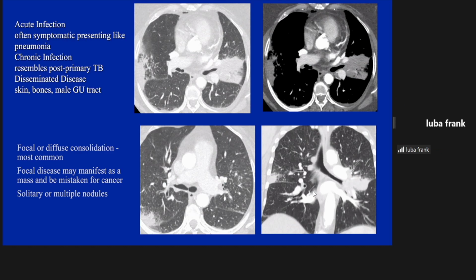So what is the most common presentation of blastomycosis? Most common is focal or diffuse consolidation. Focal disease may be seen as a mass and may be mistaken for cancer, as in this particular case. There can also be multiple nodules or solitary nodules as well.